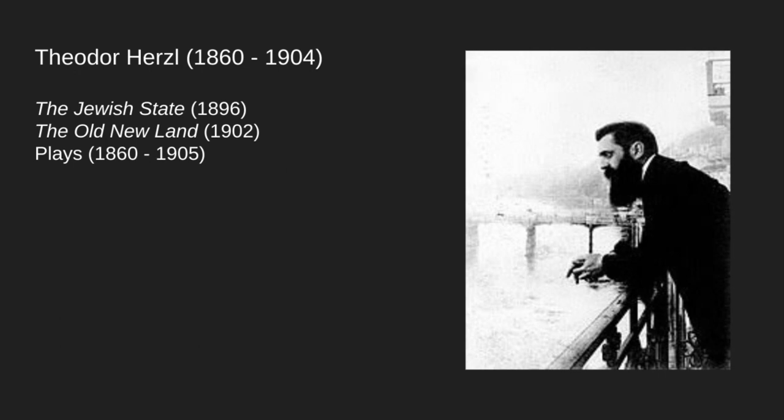Now, Theodor Herzl lived from 1860 to 1904, and the text that we're going to look at is entitled The Jewish State. It was written in 1896. Now, Herzl was a very interesting man. He was also a gifted writer, and in addition to writing this important political document, he also wrote novels and plays for the theater, and many of them were performed as plays.